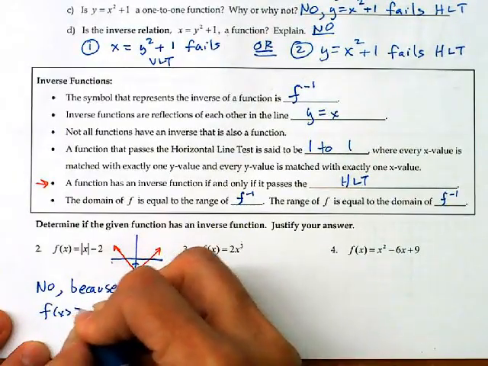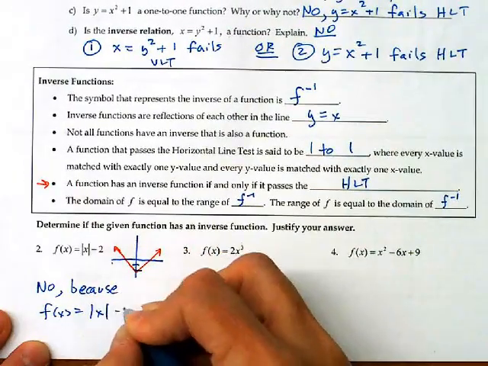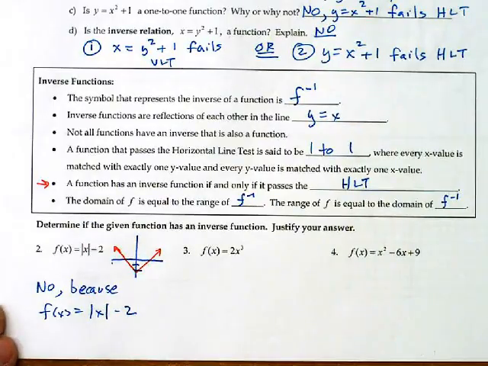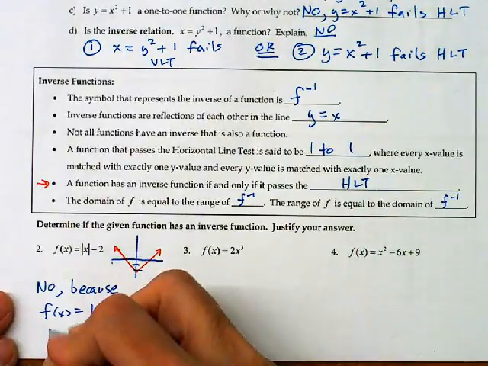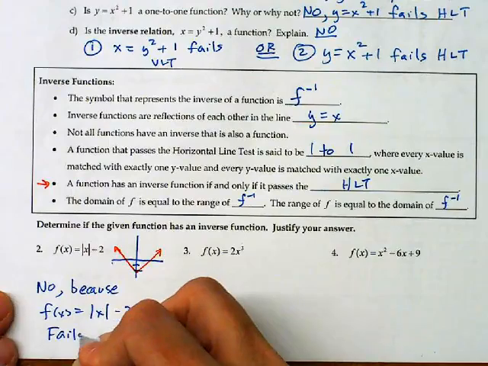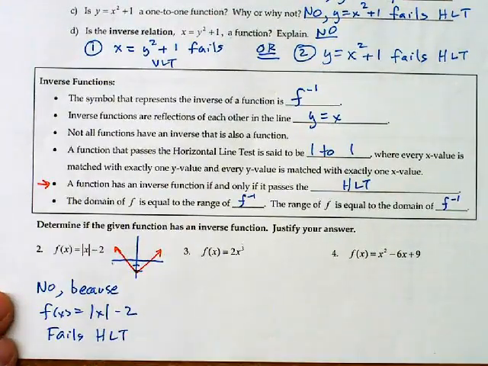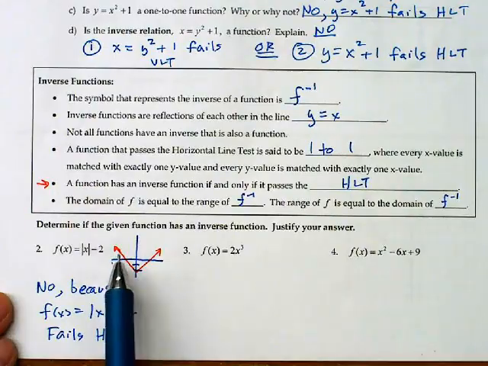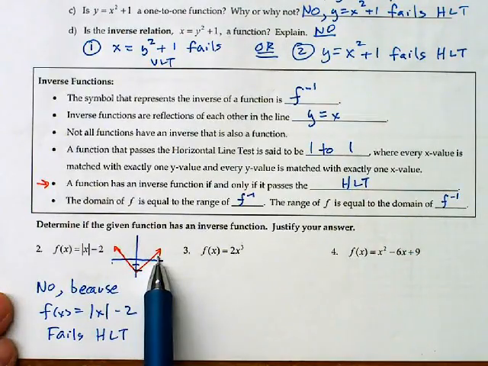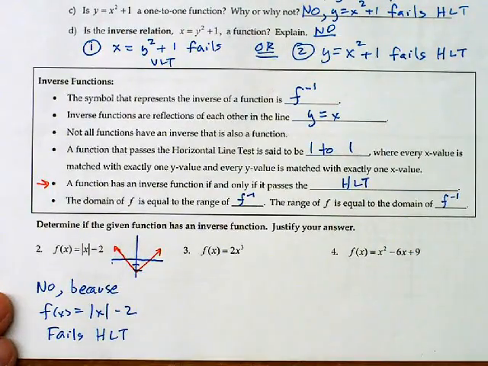And for that reason, I'll jot down what we just spoke about, because f of x fails the horizontal line test. So I don't need to draw its inverse. I know since my original guy failed HLT, the inverse would fail VLT, and it would not be a function.